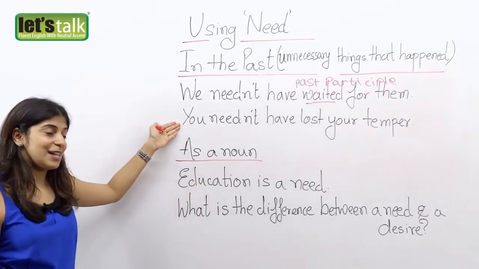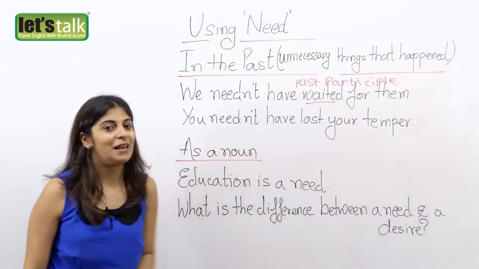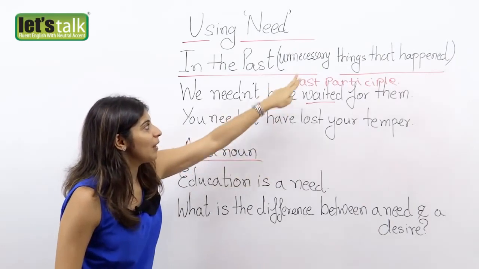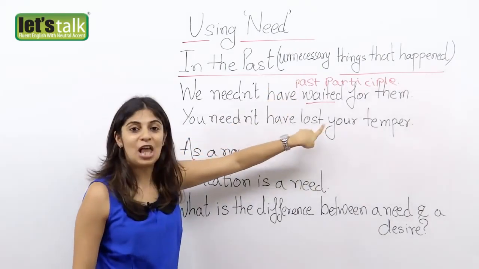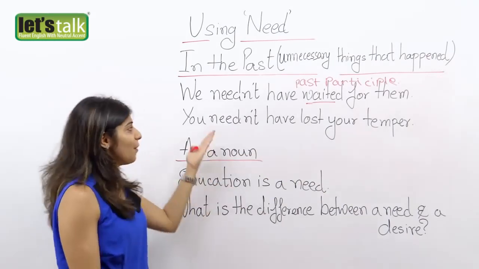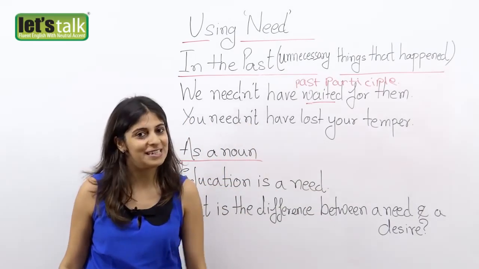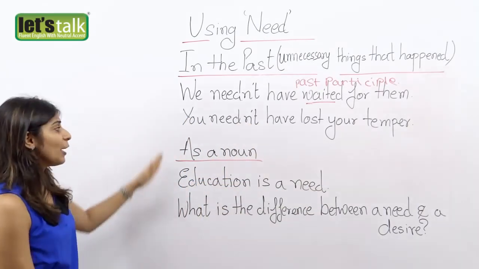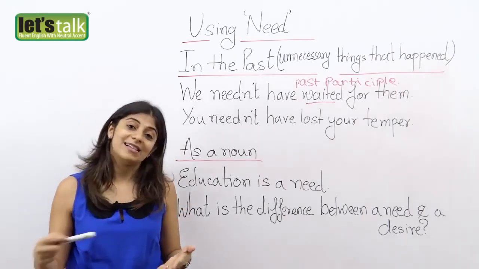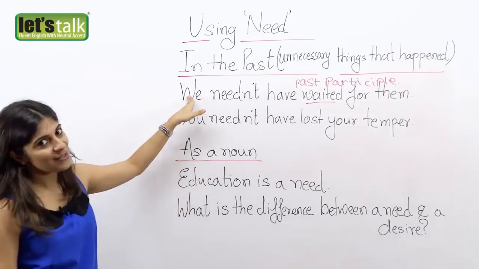Let's look at another sentence here, you needn't have lost your temper. Again, here needn't is your negative, have plus the past participle, that is lost. So losing your temper was just unnecessary. So that's why we use the sentence that you needn't have lost your temper. Now we learned need as the main verb, as the auxiliary verb, and how need can be used in the past.